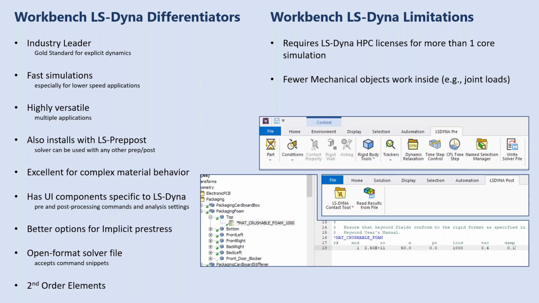Some of the limitations that you should be aware of: it does require a purchase. If you want to use more than one core, you have to purchase LS-DYNA HPC licenses. So there is an additional cost if you want to leverage multiple cores for that simulation. And a few of the mechanical interface components don't work the same, for instance joint loads inside of LS-DYNA. For the most part, what I found is that if there's something I'm trying to do in terms of applied boundary conditions, there's a workaround.